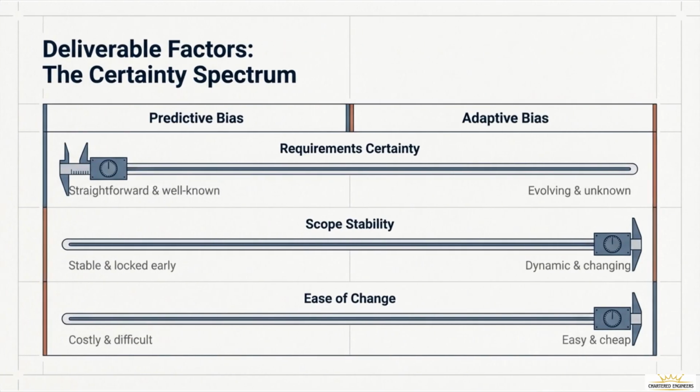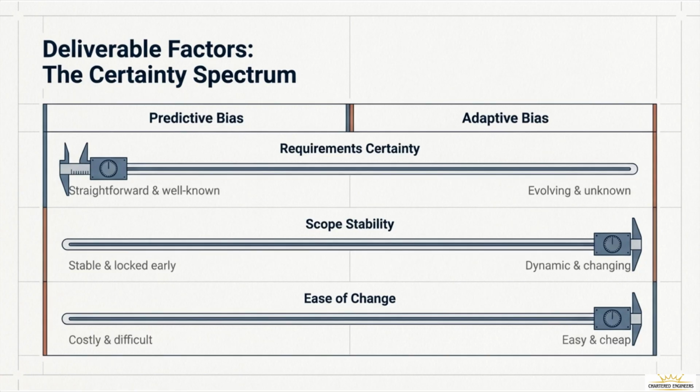Imagine you are standing in front of a giant mixing board with 3 sliders. These sliders determine whether your project leans toward a predictive or an adaptive bias. Understanding where your project sits on this certainty spectrum is the first step in your diagnosis. The first slider is requirements certainty. On the far left, under predictive bias, requirements are straightforward and well known. Think of a repetitive construction project where the blueprints are standard. On the far right, under adaptive bias, requirements are evolving and unknown. This is common in research and development, where you are discovering what the customer wants as you build it.